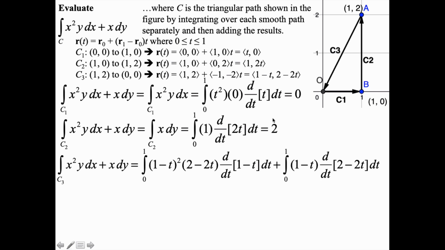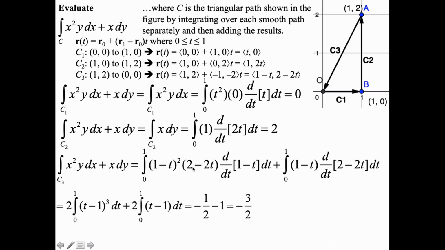And similarly, with regard to the dy integral, we have the integral of x dy. Well, x is equal to 1 minus t again. And dy would be, well, here's y in terms of t, so dy would be d/dt of 2 minus 2t times dt. Now we just have to simplify that and evaluate.